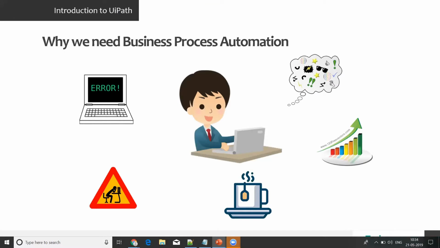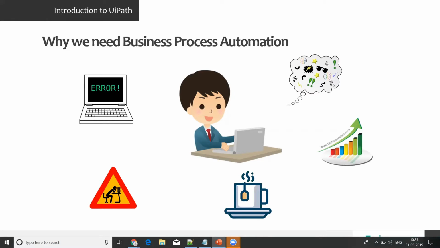So first, let's talk about why we actually need business process automation. In any business process, there are many steps to be done manually. Sometimes the agent has to work on multiple systems. This requires a lot of time and energy, which can be saved if we automate them. The tasks done manually are always very error-prone. Example, an agent can wrongfully copy-paste the customer details.